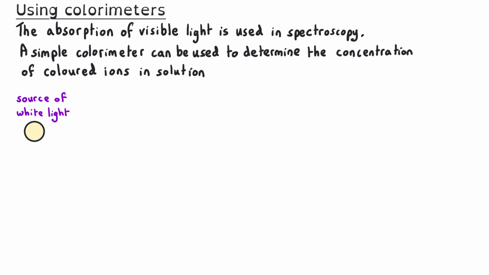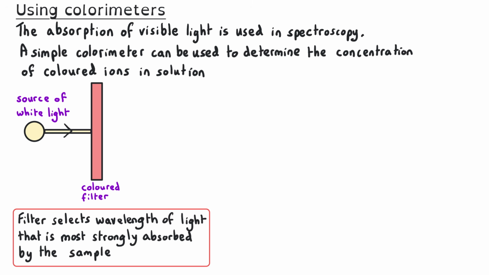A simple colorimeter will have a source of white light that emits light of all the different frequencies. And then we have a coloured filter, which absorbs the majority of light, and it selects the wavelengths of light that are most strongly absorbed by the sample. So in my case, I'm showing a red filter, and that will absorb all of the frequencies of light except red. And then we have a space for our sample, which will be in a container. And I'm choosing to have a blue sample, and that's why I've selected a red filter, because blue samples absorb the colour red very well.